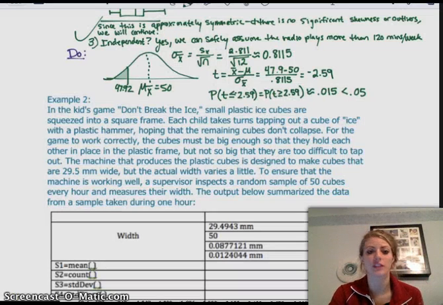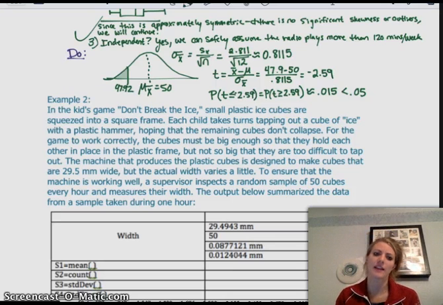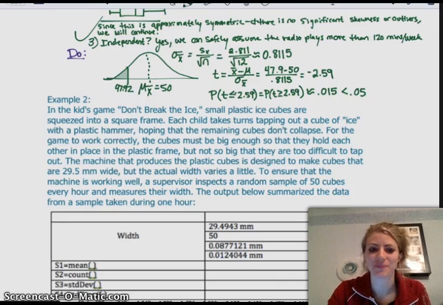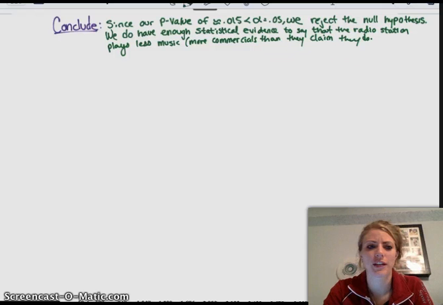So then we reject the null hypothesis and we say we do have statistical evidence to say that this radio station actually plays less music than they claim they do. And there's your conclusion written out for you.